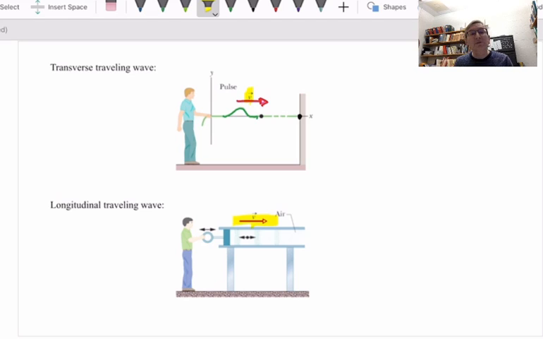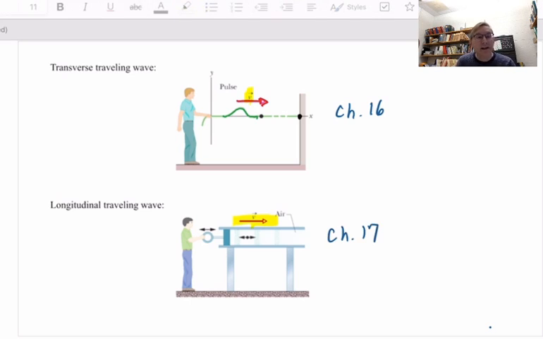So these two simple schematics show a transverse traveling wave on a rope and a longitudinal traveling wave in air. And in essence, this top picture is going to be the focus of our studies in chapter 16. And this bottom picture is going to be the focus of our studies in chapter 17. All right, that's just some simple schematics of transverse and longitudinal traveling waves.